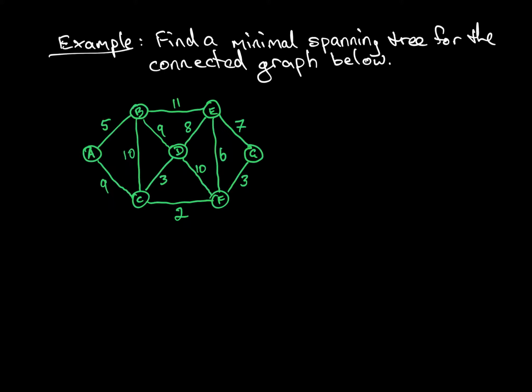Now we repeat once more. Looking for the smallest edge leaving our tree, we can see that C to F is the smallest with a weighting of 2. Try pausing the video now and try to finish off the minimal spanning tree. Come back in a couple of seconds and see if you get what I get.